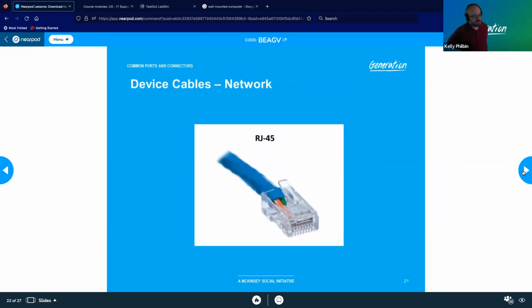RJ45, this one is not going anywhere anytime soon. This is the backbone of most networks. This is an 8-pin connection and kind of an upgrade to the old school telephone line. And so, yes, we do need to know the RJ45.